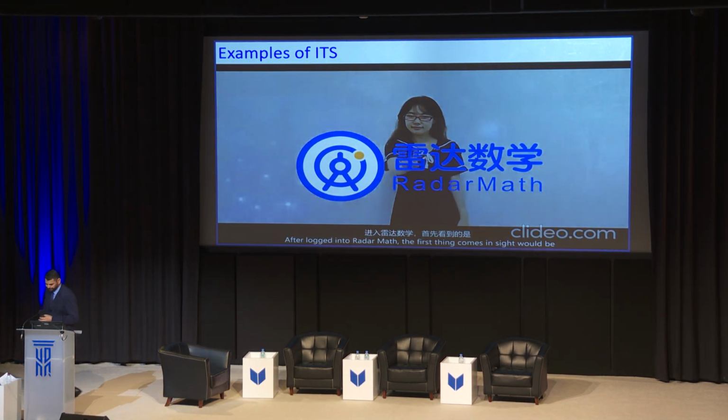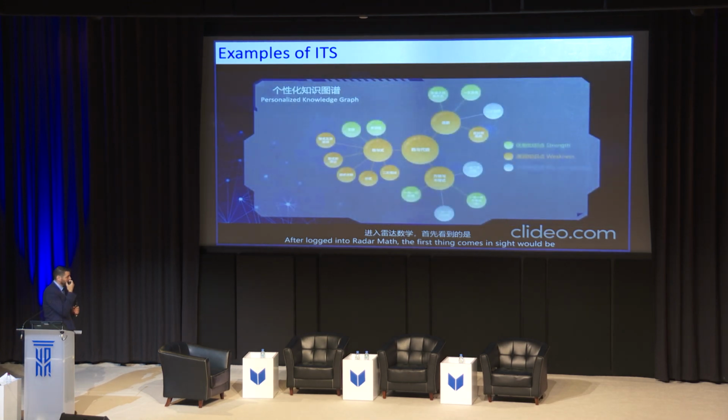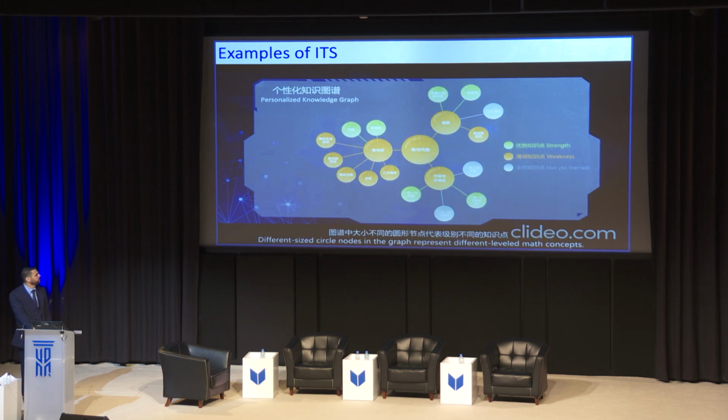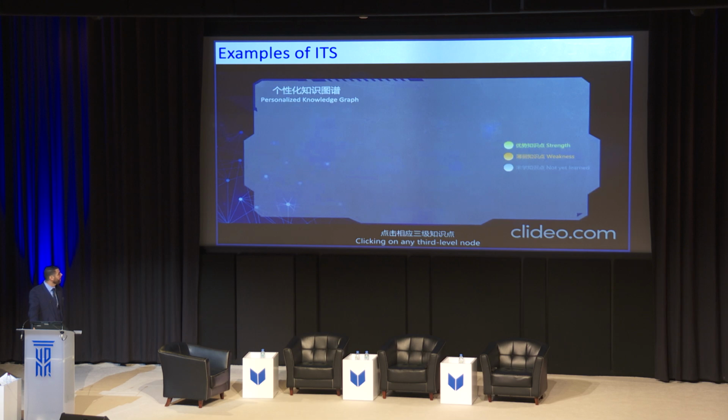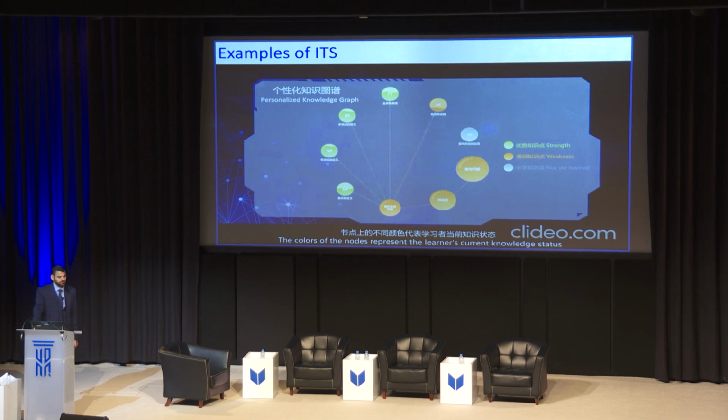After logging into Radar Math, the first thing that comes into sight is a personalized knowledge graph with the current user's cognitive information. Different size circle nodes in the graph represent different leveled math concepts. The knowledge granularity gradually becomes finer from the first level to the third level. Clicking on any third level node, you would see all the corresponding fourth level math concepts below it. The colors of the nodes represent the learner's current knowledge status, that is, the mastery level on that concept. Specifically, green, orange, and gray correspond to mastered, weak, and unlearned states, respectively.